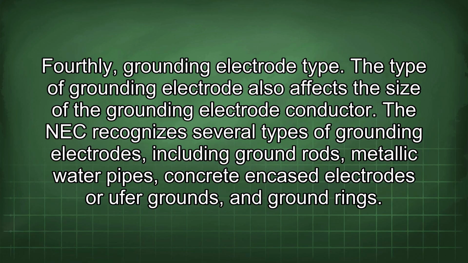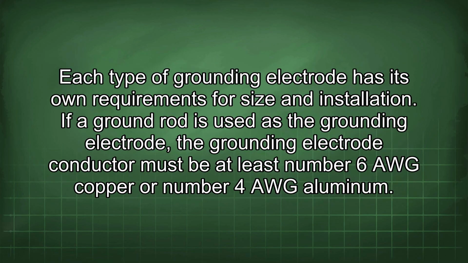Fourthly, grounding electrode type. The type of grounding electrode also affects the size of the grounding electrode conductor. The NEC recognizes several types of grounding electrodes, including ground rods, metallic water pipes, concrete encased electrodes or Ufer grounds, and ground rings. Each type of grounding electrode has its own requirements for size and installation. If a ground rod is used as the grounding electrode, the grounding electrode conductor must be at least number 6 AWG copper or number 4 AWG aluminum.